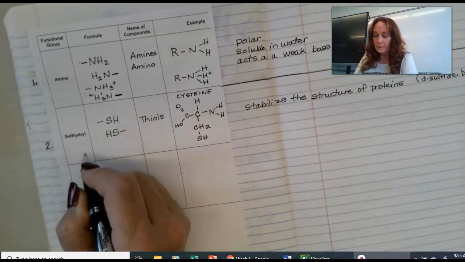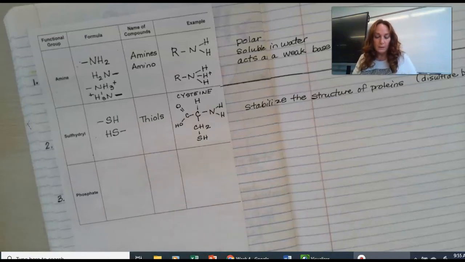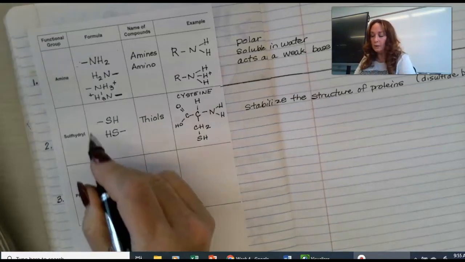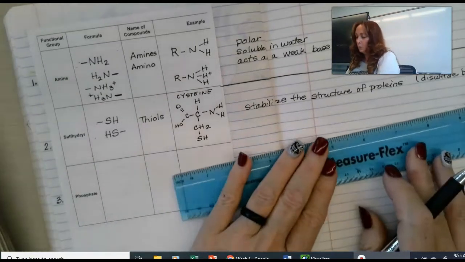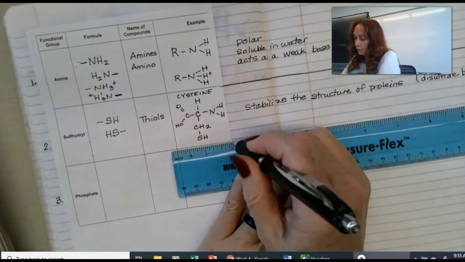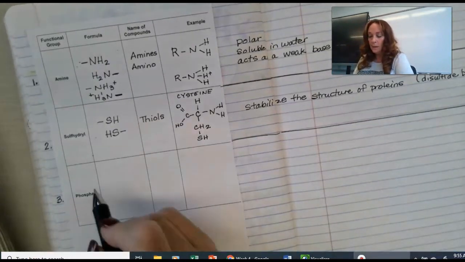Okay, we've done two. Phosphate group. So these are the ways that you could see, that's what the formula part is for. Let me do mine, not being a 12-year-old girl. Pretty sure I still like that.